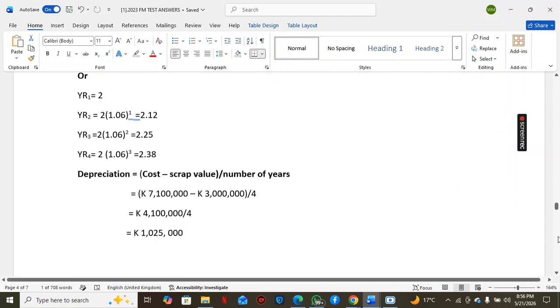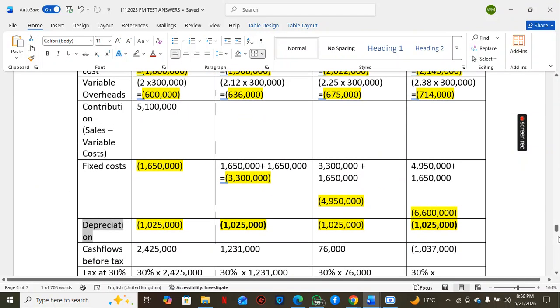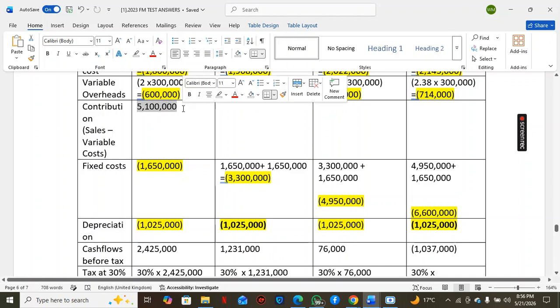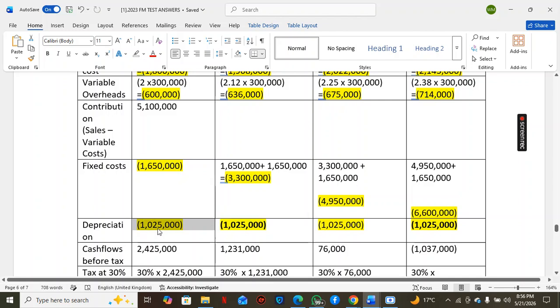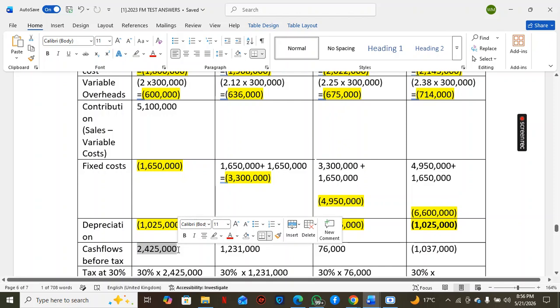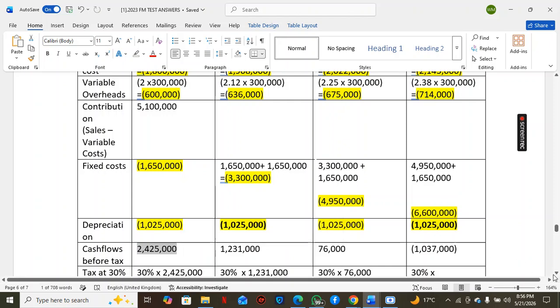This fixed cost and depreciation, we're going to subtract. So you're going to say 5,100,000 minus 1,650,000 minus depreciation 1,025,000. Let's get our calculators. Let's see if we're getting 2,425,000.